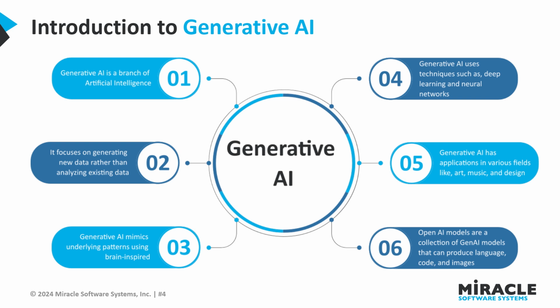Imagine you have a robot artist who has learned how to paint by looking at thousands of paintings. This robot doesn't just copy what it's seen before. Instead, it understands the patterns and styles of different artists and can create original artworks inspired by them. So, I think you got some idea about how generative AI works. It learns from data and then generates new content based on that learning.